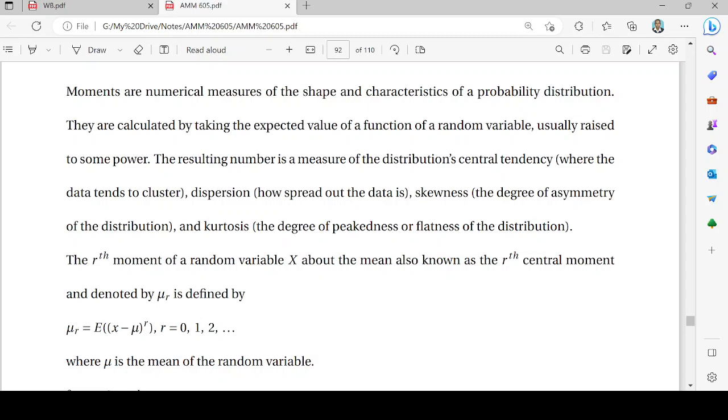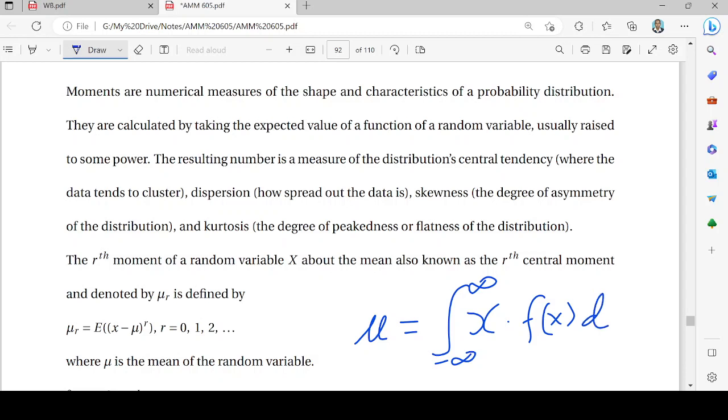Remember, in the previous lecture, we said the mean, which sometimes we denote by x bar, of a distribution is expressed as the integral from minus infinity to infinity of x times f of x, where f of x here is the probability density function. So the mean mu is the mean of the random variable x. And mu r is what we are calling the rth central moment, or the rth moment of the random variable about the mean.